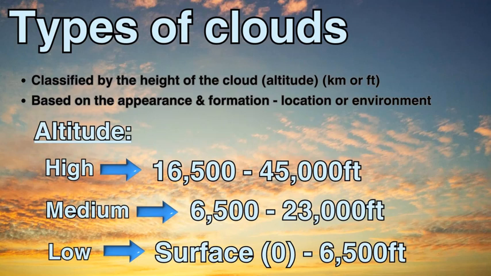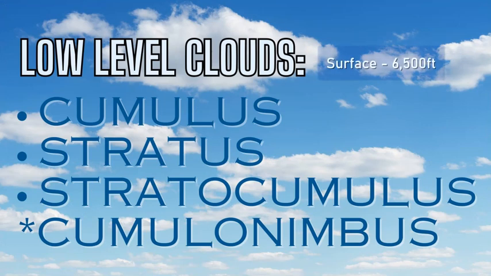So the main types, we'll start with the low-level clouds. And there are three main types of low-level clouds. There are cumulus clouds, stratus clouds, and stratocumulus. Now you can include cumulonimbus clouds or thunderstorm clouds in this category, but we'll say that till last because that's a special kind of cloud.